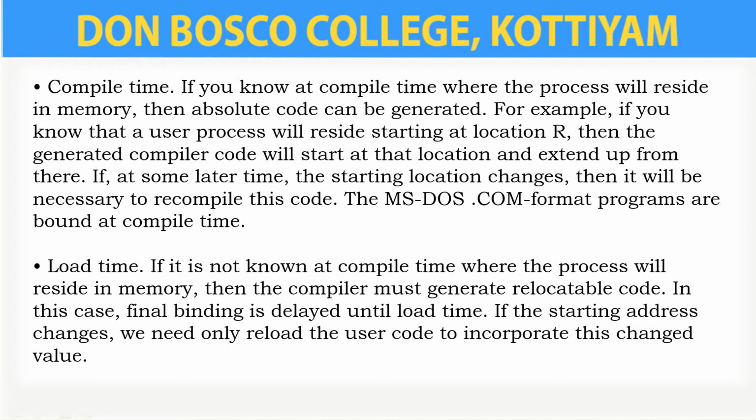And next is binding at load time. If it is not known at compile time at which particular location the process will reside in memory, then the compiler will generate relocatable code to find the address. In this case, final binding is delayed until load time. And in this case, the absolute address will be generated by the loader at load time.